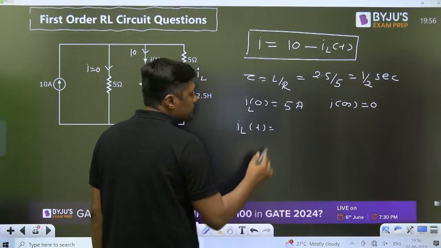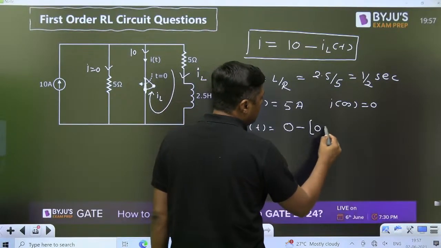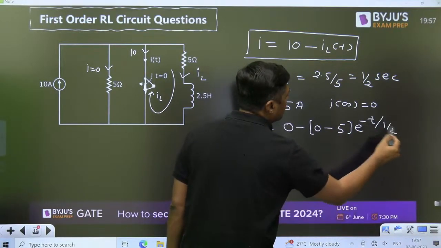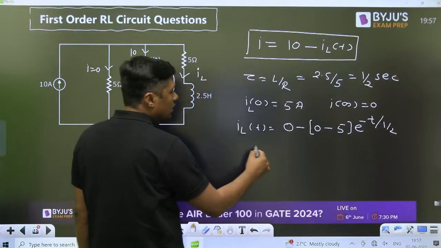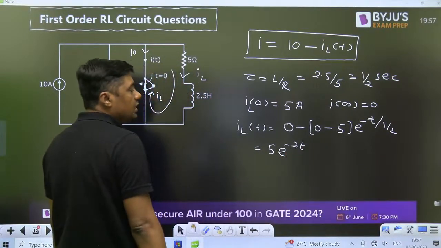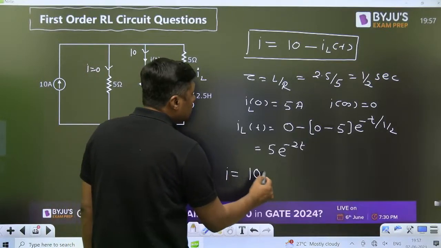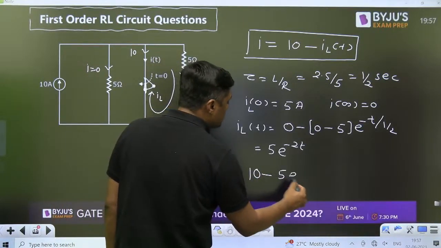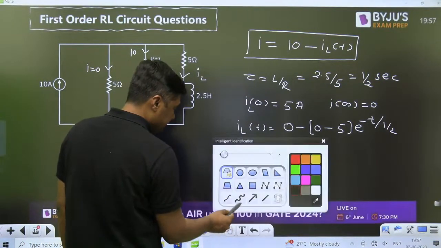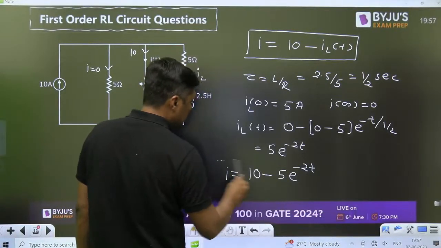The equation will become I final plus (I initial minus I final) e raised to power minus t by 1 by 2, because the time constant is 1 by 2. It will become 5 e raised to power minus 2t. So what is the complete equation? I = 10 minus 5 e raised to power minus 2t. That is the equation here.